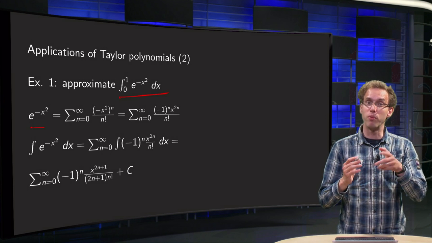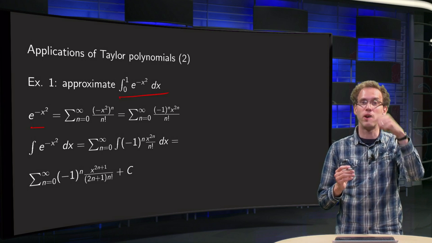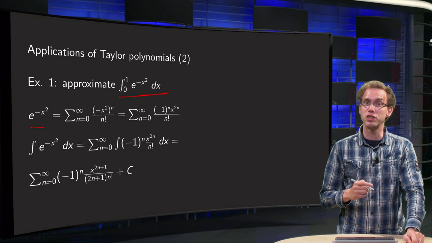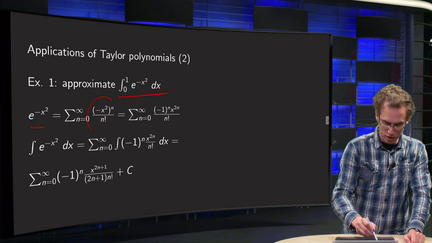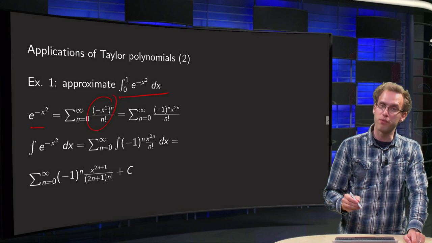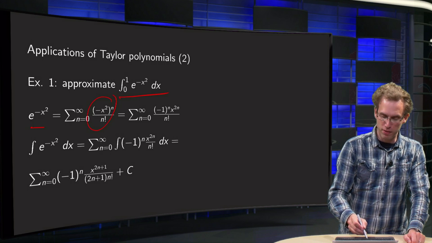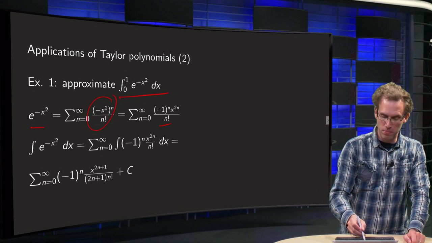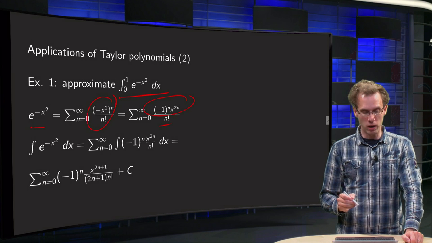The Taylor series of e to the power y equals the sum of y to the power n over n factorial. Plug in minus x squared equals y. Then we get this expression over here. And working it out, we get n factorial in the denominator, and in the numerator, minus 1 to the power n times x to the power 2n.